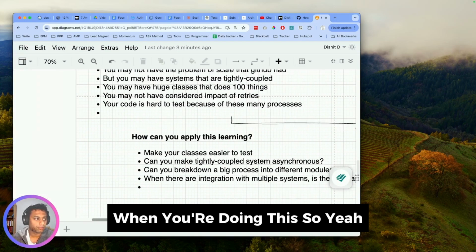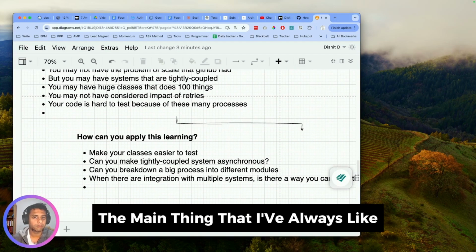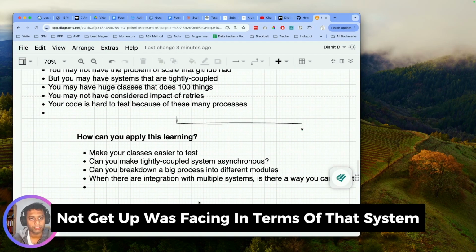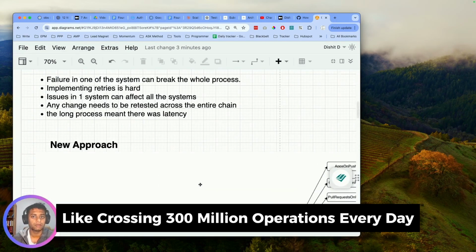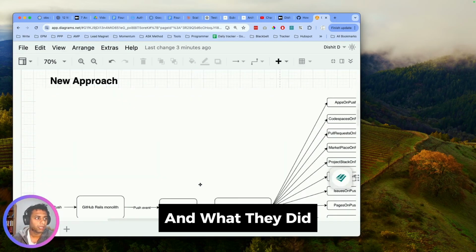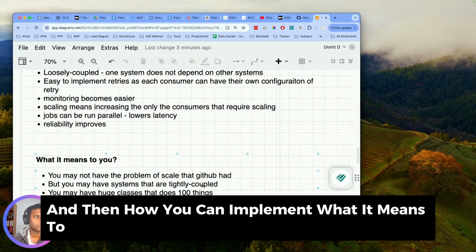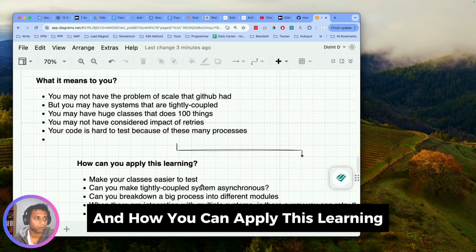So that's all I've covered. The main thing that I've covered is what issues GitHub was facing in their systems, like processing 300 million operations every day, and what they did, and then what it means to you, and how you can apply this learning.